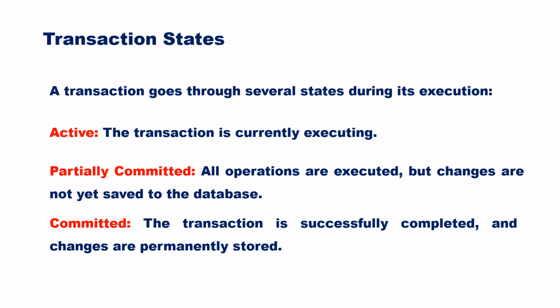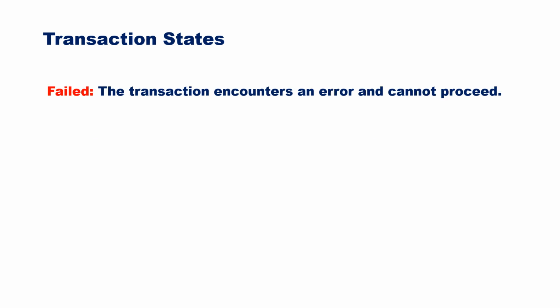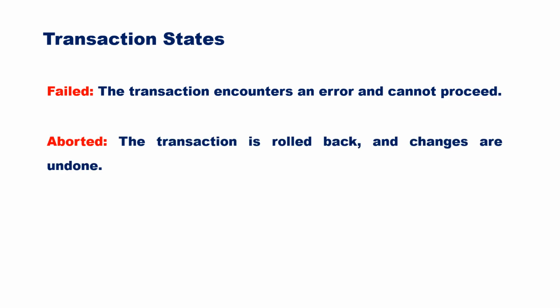But not all transactions end successfully. Let's look at what happens when there's a problem. Failed: this state means something went wrong. It could be due to a power failure, a system crash, or a logical error in the transaction. If a transaction fails, it moves to the aborted state. In this state, all changes made by the transaction are rolled back or undone to maintain database integrity.